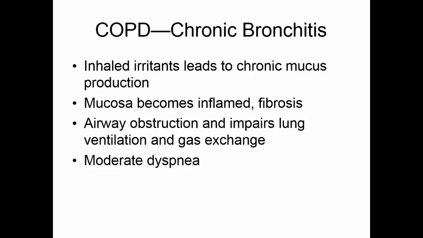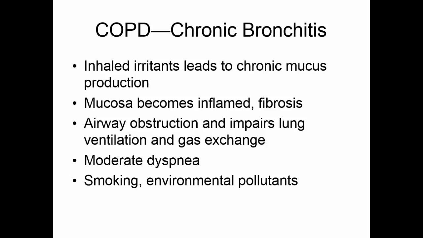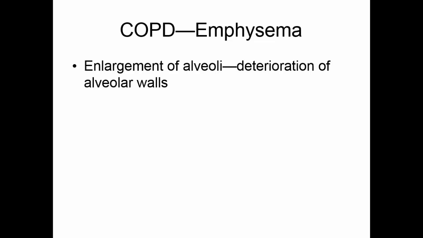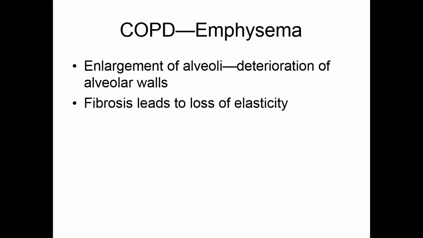These people typically experience moderate dyspnea. Dyspnea is difficulty in breathing. Smoking and environmental pollutants contribute to the development of chronic bronchitis. In emphysema, there's an enlargement of the alveoli. As a result, the alveolar walls deteriorate. Here, the elastic tissue is replaced by fibrotic tissue, so the alveoli lose their elasticity.